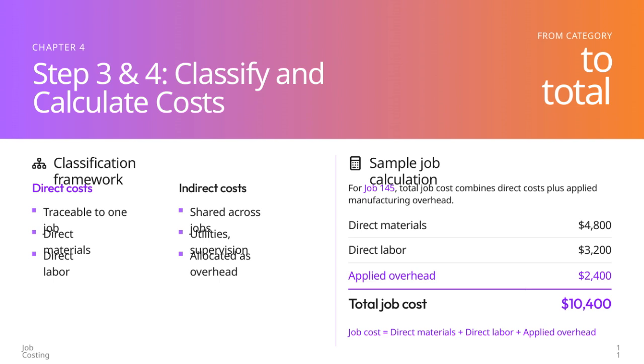To calculate the total job cost, we add up the direct materials, direct labor, and the applied manufacturing overhead. Take job 145 as an example. The direct materials cost $4,800, direct labor was $3,200, and the applied overhead amounted to $2,400. Adding these together, the total cost for the job is $10,400. So, the key formula to remember here is that job cost equals direct materials plus direct labor plus applied overhead. This classification framework helps us ensure accurate costing by clearly separating direct and indirect expenses and assigning them properly.